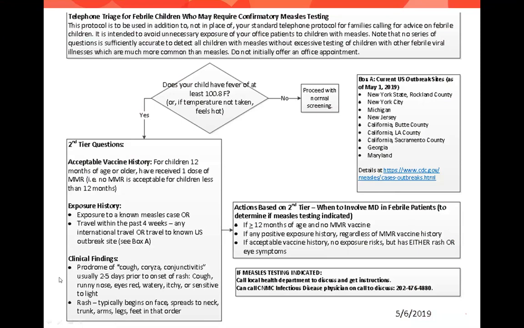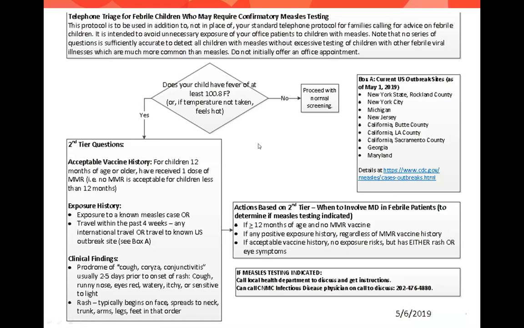And then some questions to ask about the clinical findings, so asking about that prodrome of cough, coryza, and conjunctivitis with some details that it usually occurs 2 to 5 days prior to the onset of the rash and what the symptoms are, and then asking about a rash and a little bit of a description of where it begins and how it spreads that we already talked about.